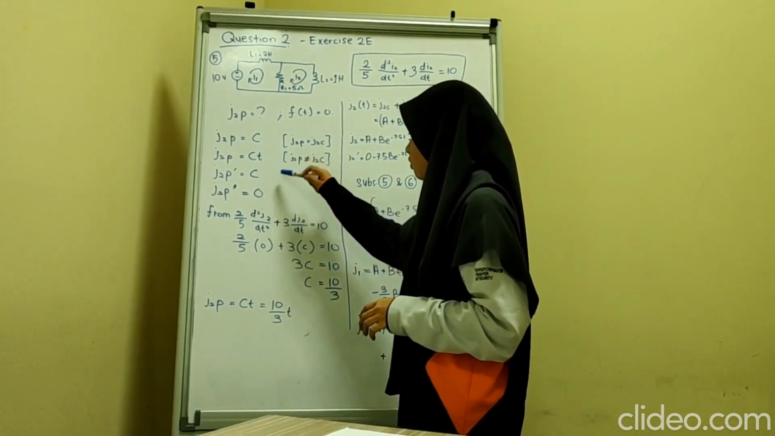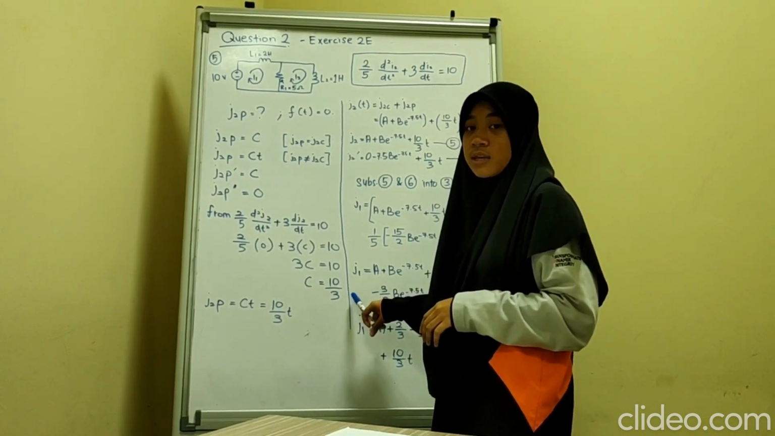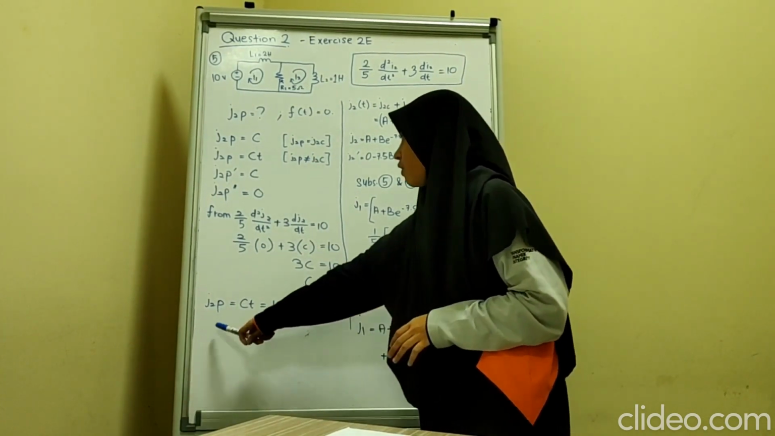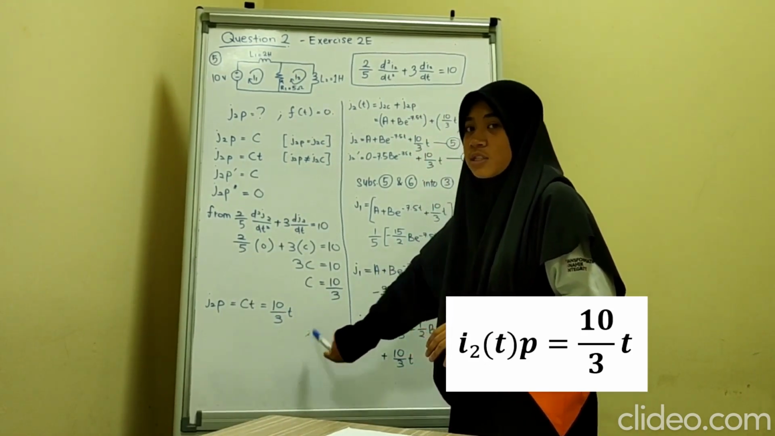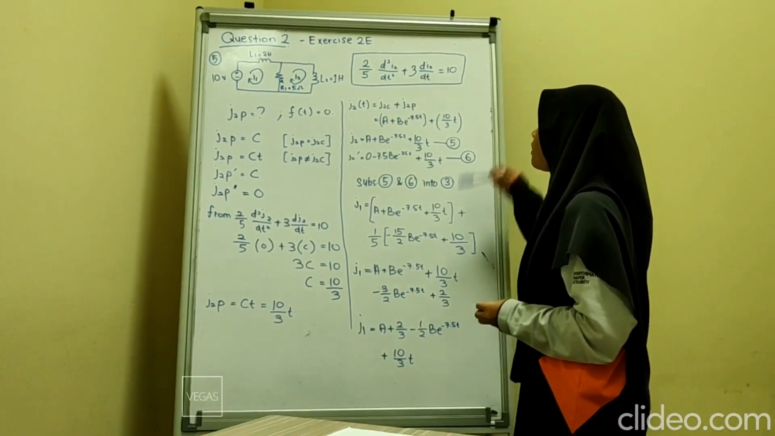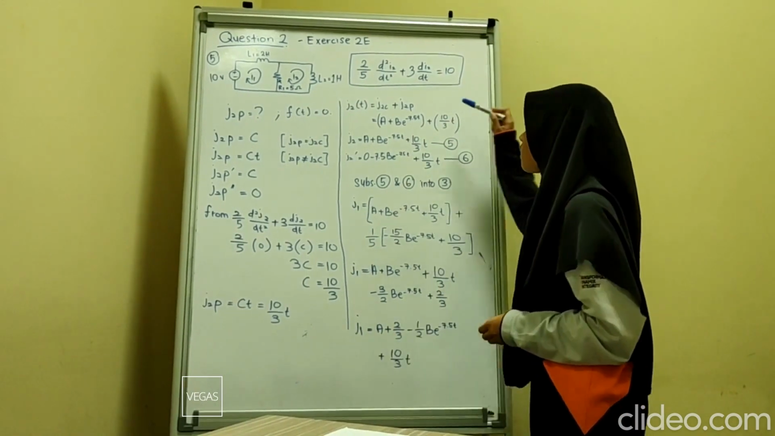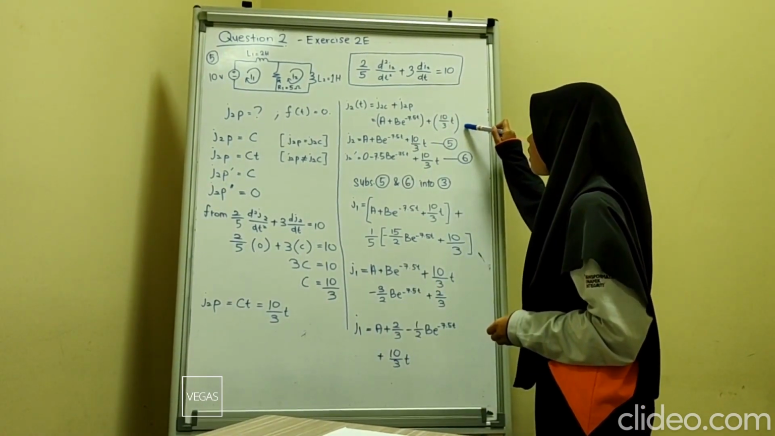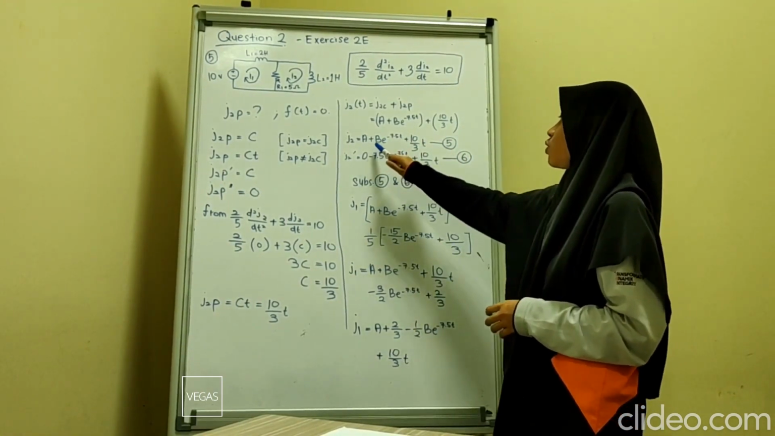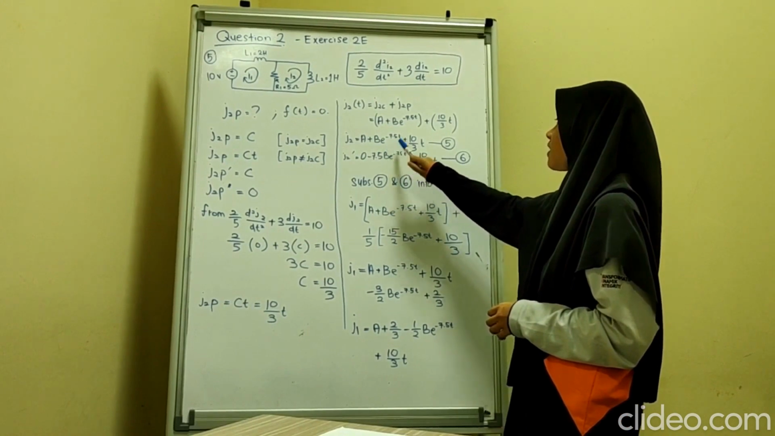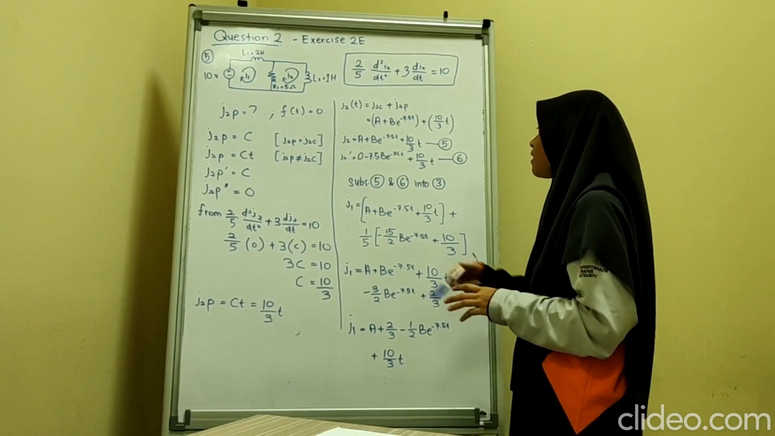Then we substitute this into this equation. We have C equal to 10/3, and we have I2P equals C t equals 10/3 t, and then we substitute this into this, and we have this equation I2 equals A plus B e to the power of negative 7.5t plus 10/3 t.